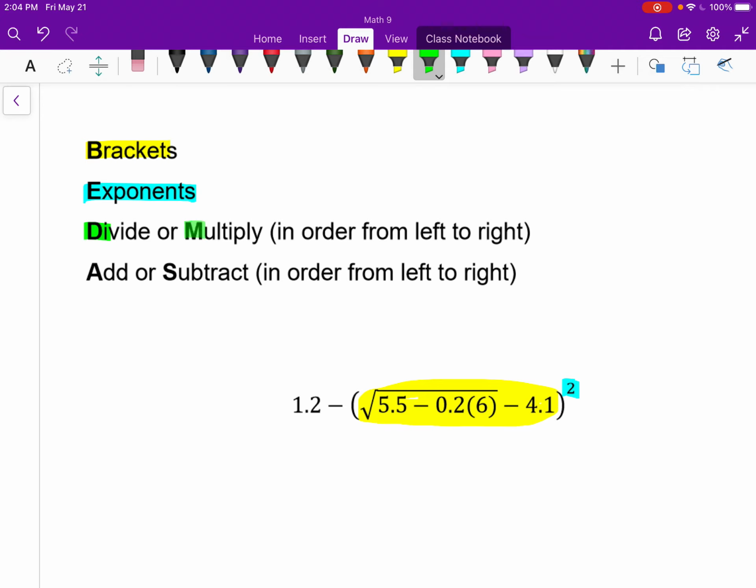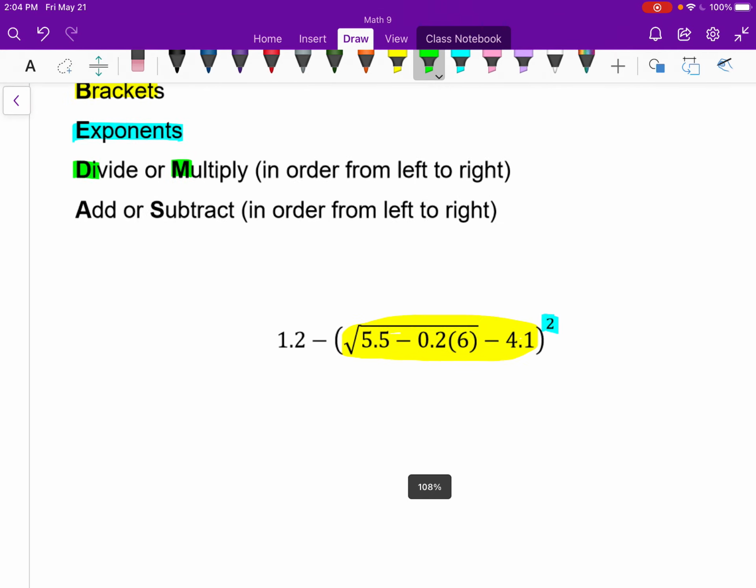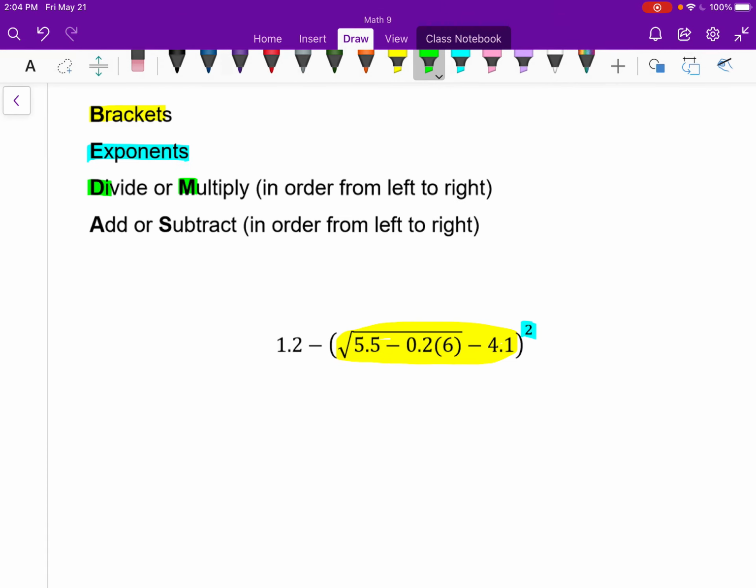Next, it's divide or multiply, so really whatever comes first from left to right. So now I have some stuff to do. If I look inside the brackets here, because again, I have to figure out what's inside the brackets before I raise it all to the power of 2, I don't have any division, but I do have multiplication right there. So let's focus on what 0.2 times 6 is.